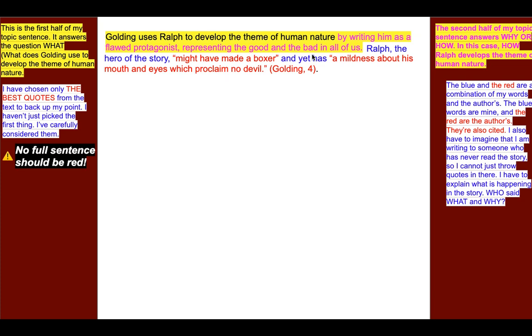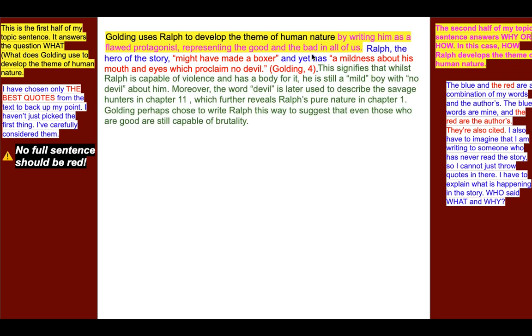So now I need to analyze it. Well, I've put this signifies that whilst Ralph is capable of violence and has a body for it, you know, he's a boxer, he is still a mild boy with no devil about him. Moreover, the word devil is later used to describe the savage hunters in chapter 11, which further reveals Ralph's pure nature in chapter 1. Perhaps Golding chose to write Ralph in a way to suggest that even those who are good are still capable of brutality.